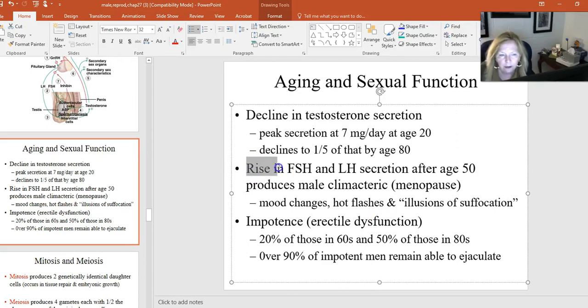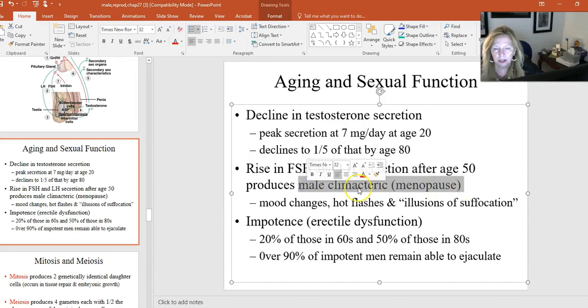So the rise of FSH and LH after the age of 50 actually puts men in what is referred to as a male menopause. Climacteric is referring to menopause. So males actually go through that as well. Sometimes males in this age range, late 40s or 50s, will have the same kind of mood changes, hot flashes, feelings like they're suffocating. Sometimes they come into ERs thinking maybe they're having a heart attack or an anxiety attack, but it's actually just the fluctuations of these. And typically they resolve, just like with female menopause.